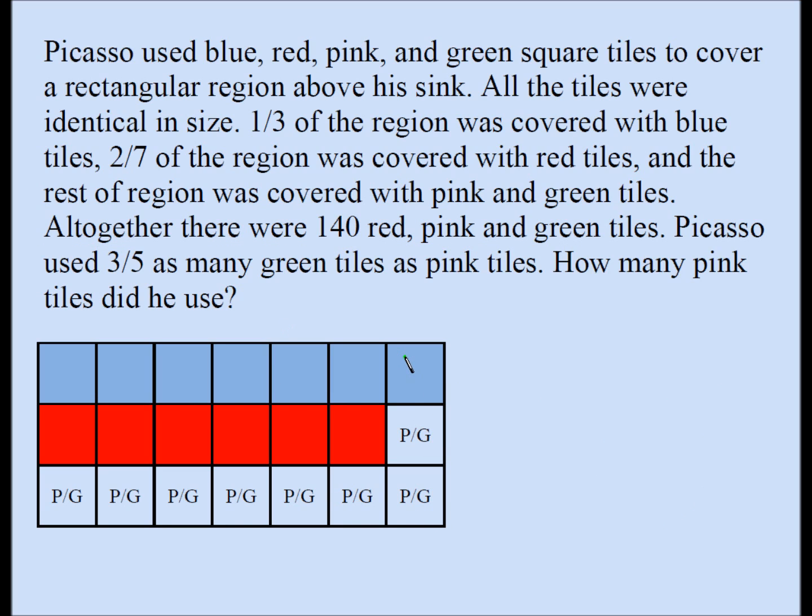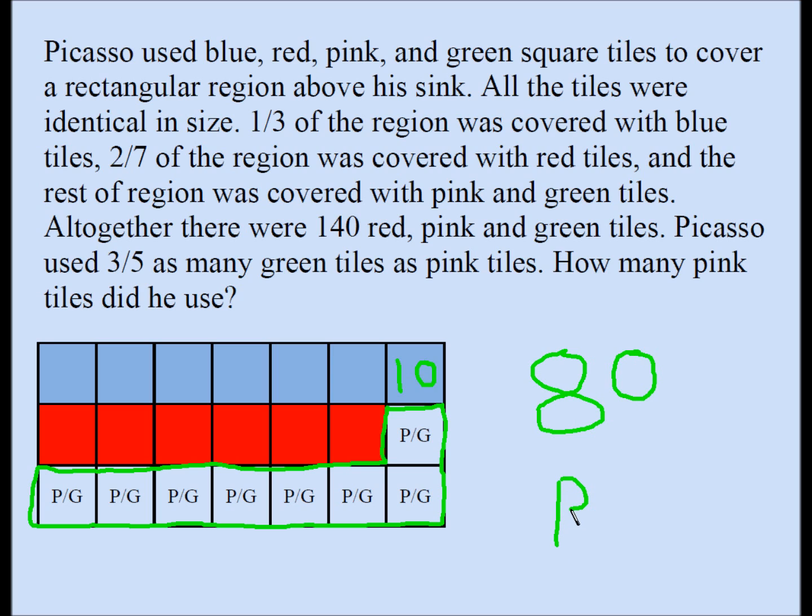So we now know each square has 10 tiles in it. Sorry, 10. Let me rewrite it. Each square has 10 tiles. Now that tells me something very important. That tells me how many pink and green tiles I really have. If each square represents 10 tiles, I have 8 squares. My conclusion is going to be I have 80 pink and green tiles. So altogether, all the pink tiles plus all the green tiles should add up to 80 tiles. That's a key conclusion.